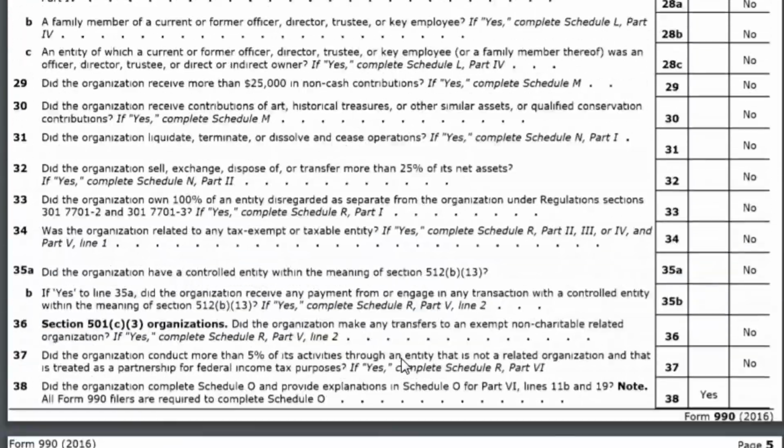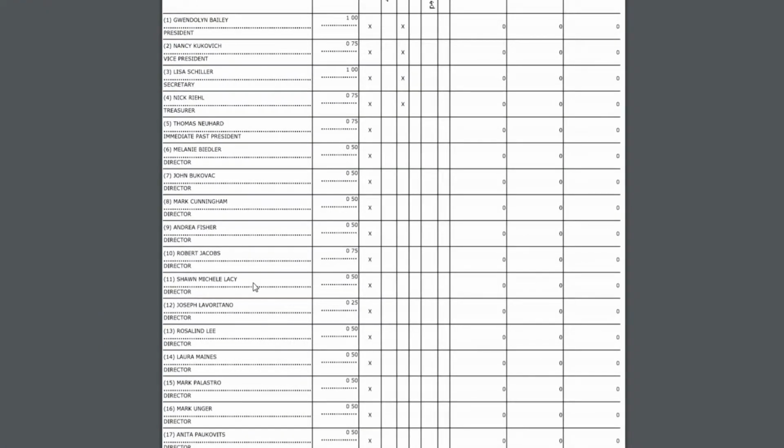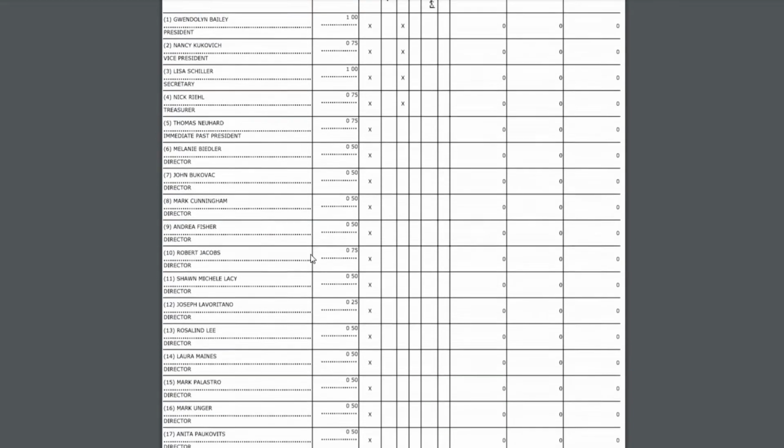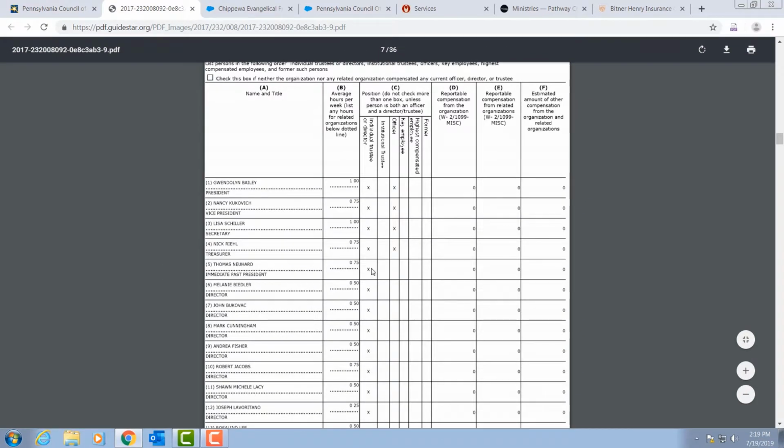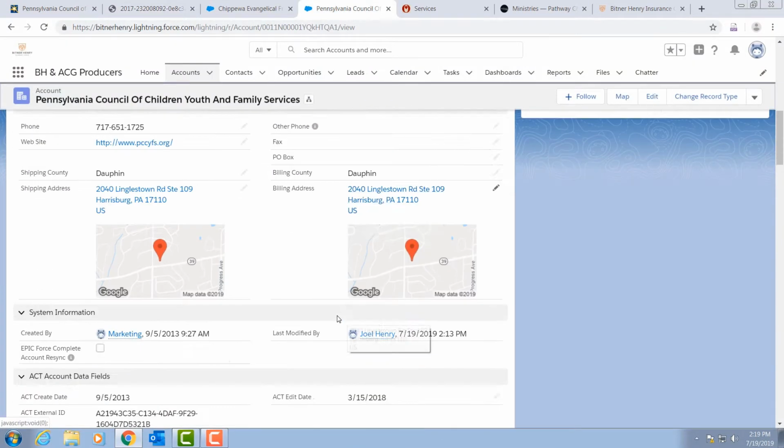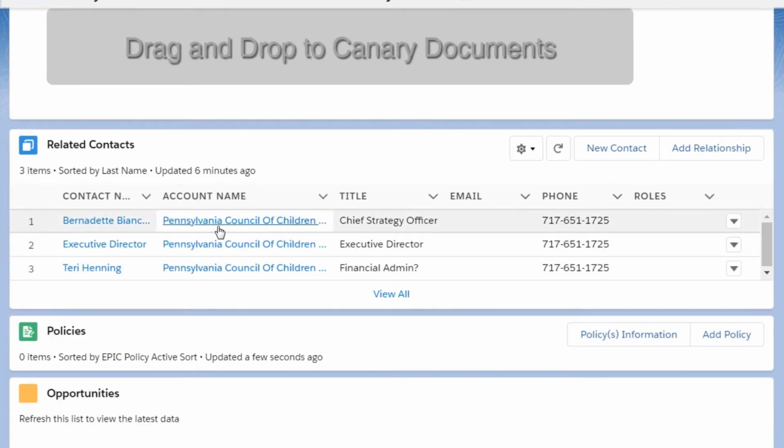But if you keep scrolling down, you can see all the board members on here. So you can see the president of the board and some of the directors. You can also see the executive director and things like that. So this is very handy to know. This can help you fill out your contacts list when you're moving through.